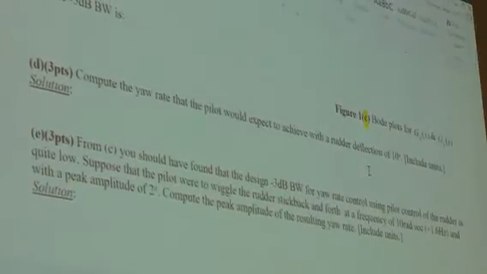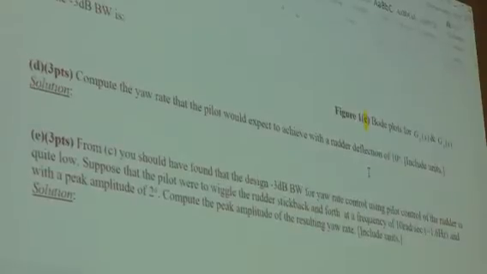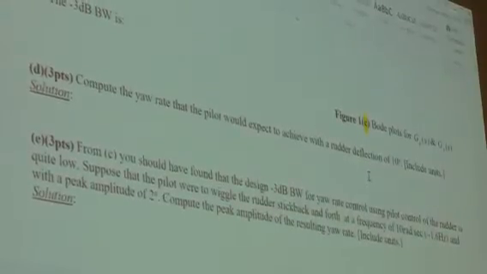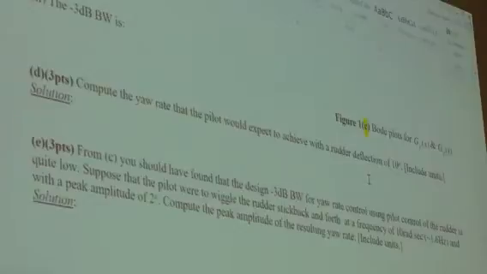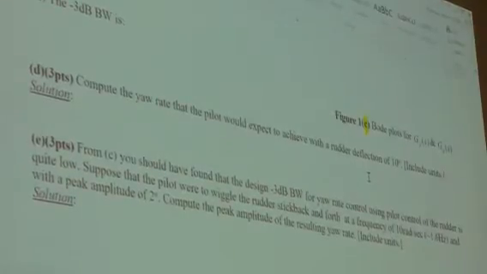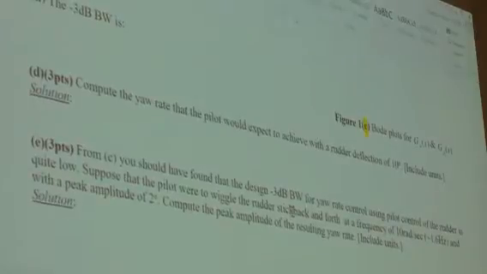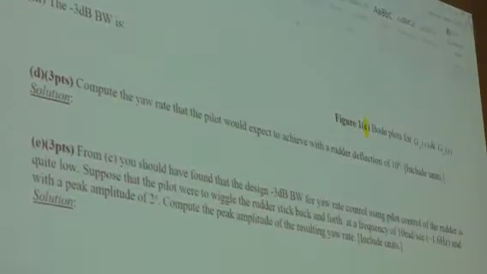From C, you should have also found that the design negative 3 dB bandwidth for yaw rate control using pilot control is quite low. This is all pilot control. There's no feedback here, right? This is all the plant. Suppose the pilot were to wiggle the rudder stick back and forth at a frequency of 10 radians per second, which is about 1.5 hertz.